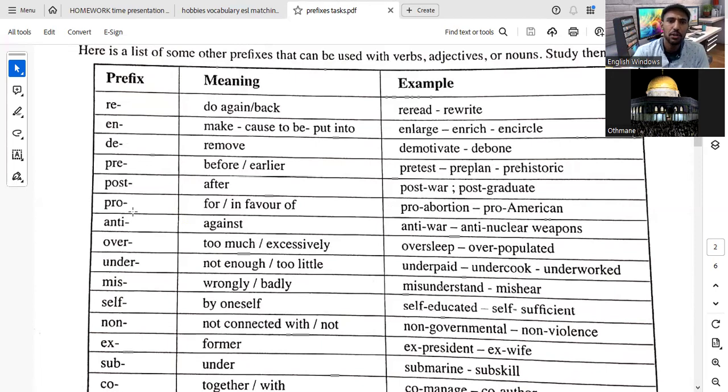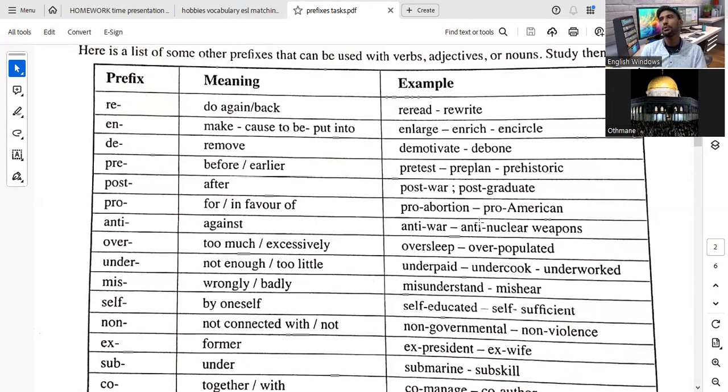Next, we have here pro. Pro means with or together. Just like we have here pro-abortion, as in some pro-abortion campaigns. I mean, those people who are together with abortion. They are with abortion.